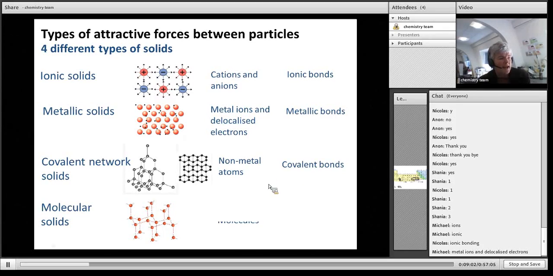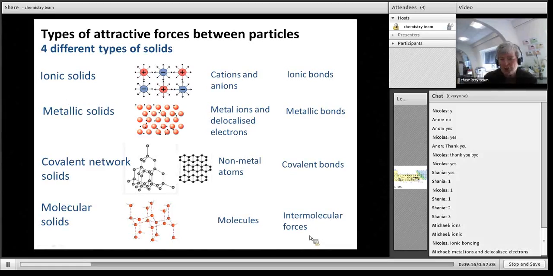Okay, and the final substance is molecular solids, which consist of molecules, and we have intermolecular forces between them. So inter means between. Have any of you got an intranet? If you go to a face-to-face school, I'm just trying to compare an intranet to an internet. Have any of you come across an intranet?